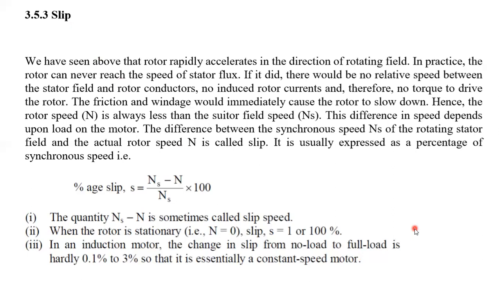But the stator's rotating magnetic field is constant. That is called synchronous speed. The stator rotating magnetic field is constant always, but the rotor speed is different. So the difference between the stator rotating magnetic field and the rotor speed, Ns minus Nr, is called slip.